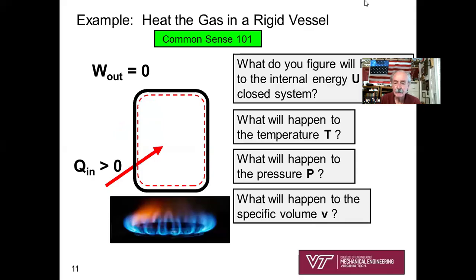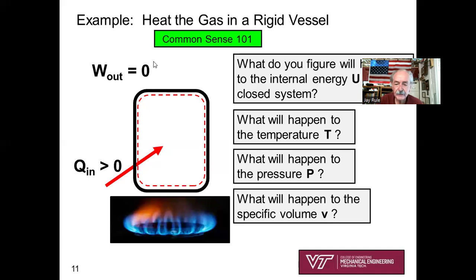Another example, we've got a rigid vessel. Do you see here in my sketch, I'm showing a rigid vessel. It's not a piston and cylinder. It's just a rigid vessel, like a closed tank. And my closed system is the dashed line that I'm showing.